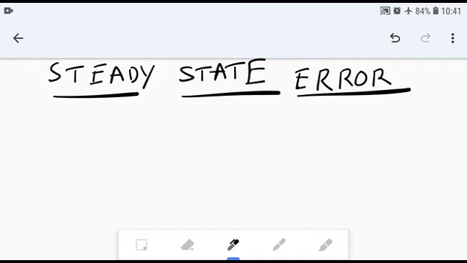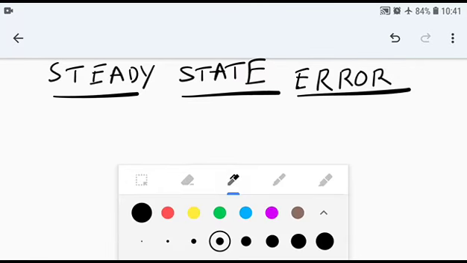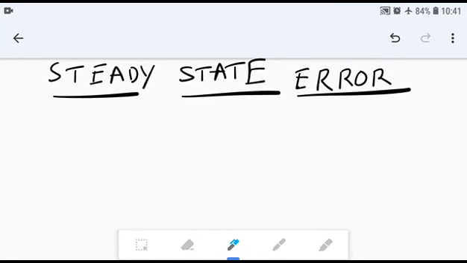So there will be some difference. That difference is the error. At t equal to infinity, whatever error we get is called the steady state error. For that, we consider a block diagram from which we take the error.